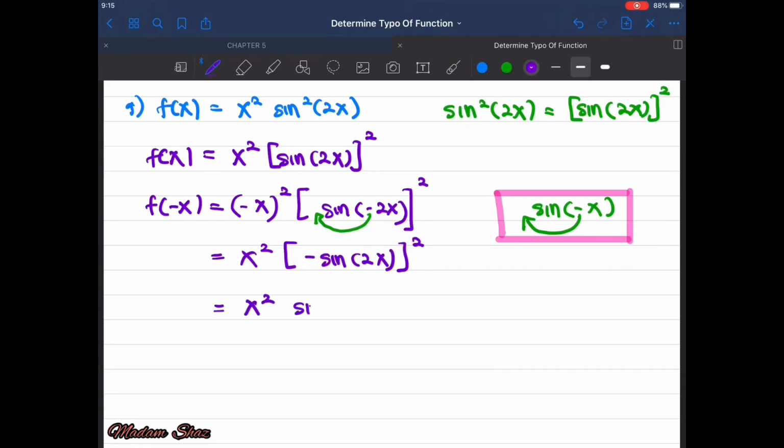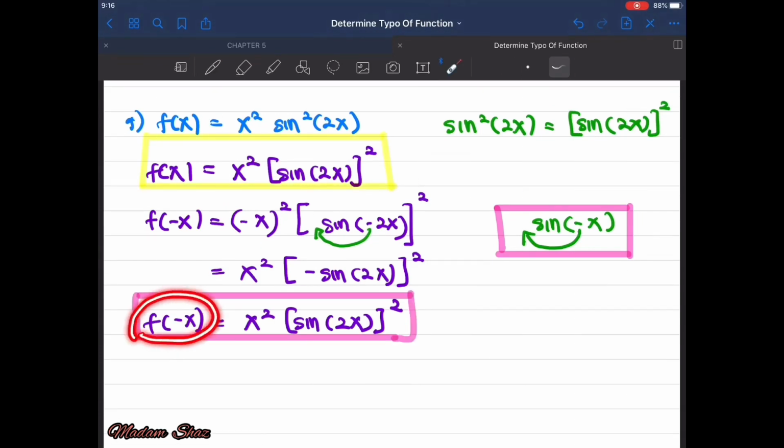x square sine 2x the whole thing to the power of 2. So this is our f(-x). Now we want to compare f(-x) with the original f(x), whereby this one is the f(x) that we have written back in terms of power of 2 at the outside.